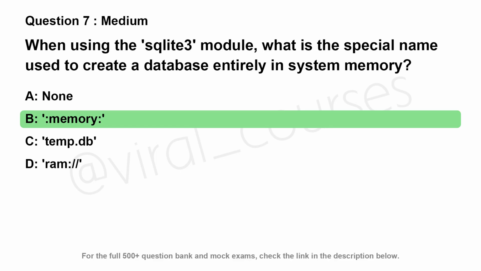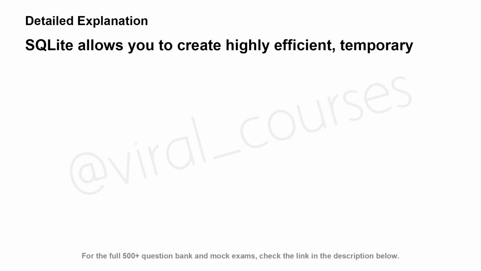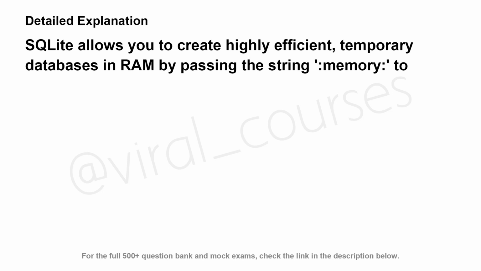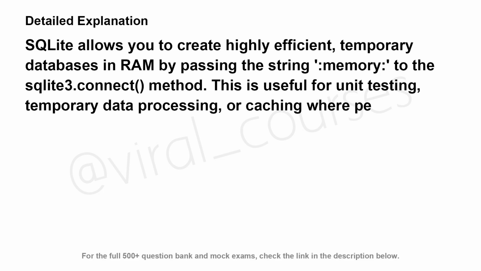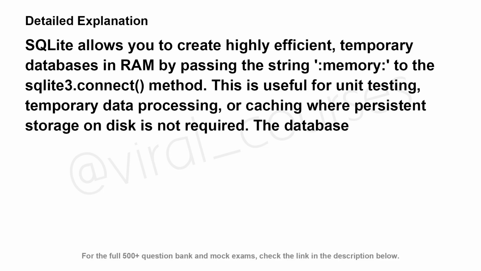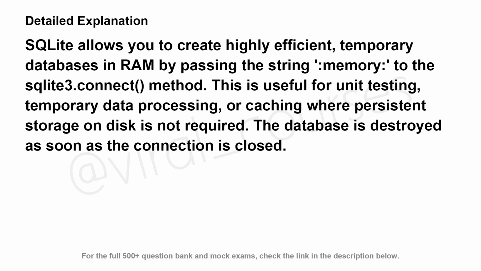The correct answer is B. SQLite allows you to create highly efficient, temporary databases in RAM by passing the string ":memory:" to the sqlite3.connect method. This is useful for unit testing, temporary data processing, or caching where persistent storage on disk is not required. The database is destroyed as soon as the connection is closed.